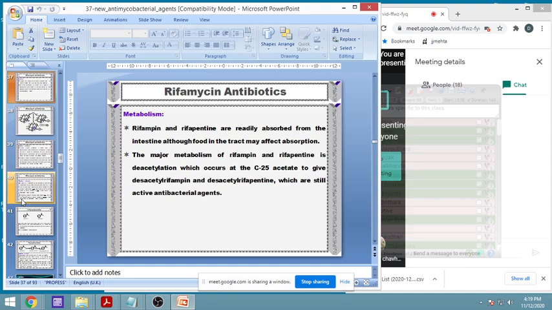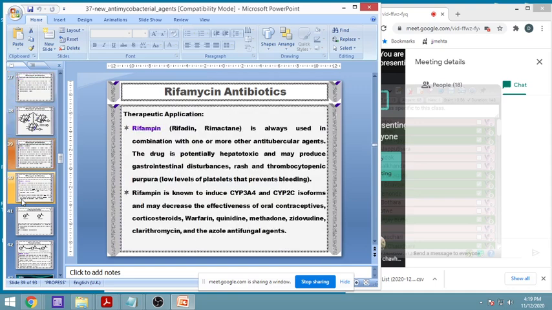Therefore they suggest that the patient should take this early in the morning on an empty stomach. Do not eat anything, and then after 1 or 2 hours eat something, so that absorption can be best. Normally early morning is recommended. The major metabolism is deacetylation, which occurs at the C25 acetate group to give desacetyl rifampin, and it is still an active antibacterial agent. Therapeutic applications: rifampin is always used in combination with one or more antitubercular agents.